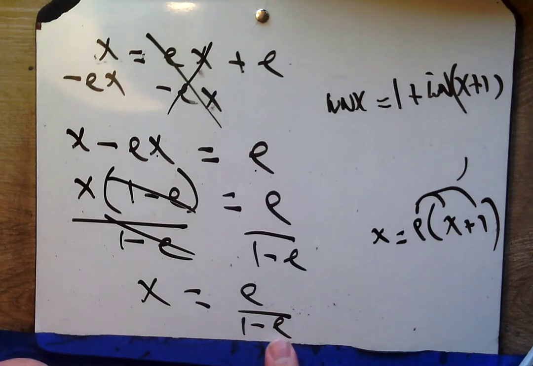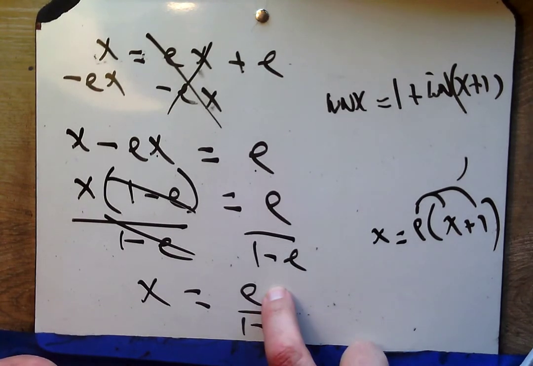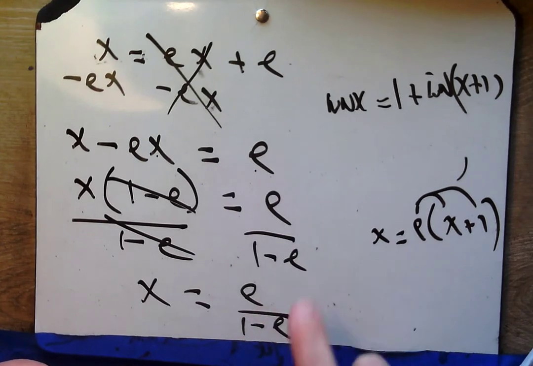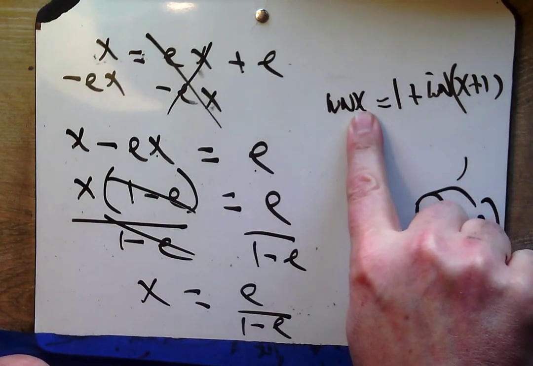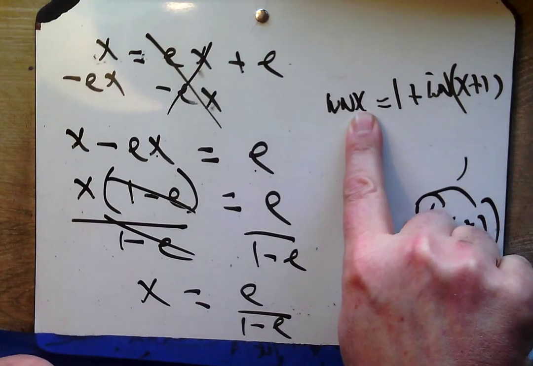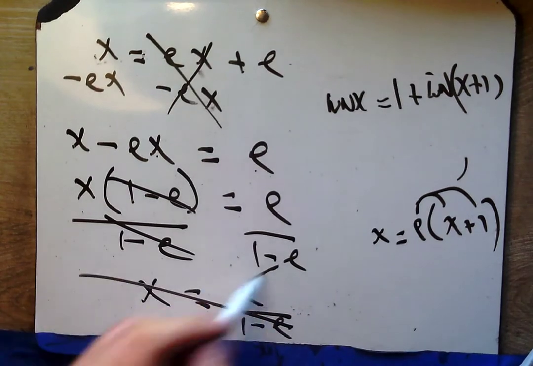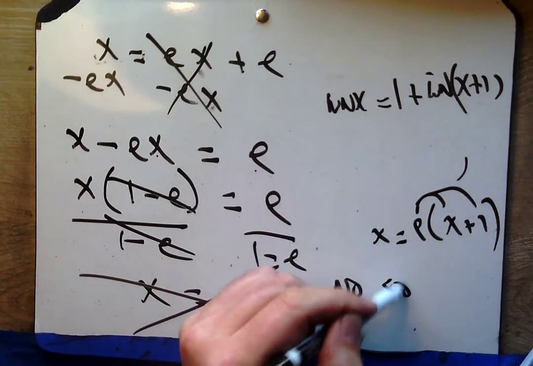So e, remember, is 2.7-ish. 1 minus 2.7-ish is going to be a negative number on the bottom and a positive number on top. Positive divided by negative, that's going to be a negative x value. Can I put that negative x value in there? No, I can't. And so this has no solution.